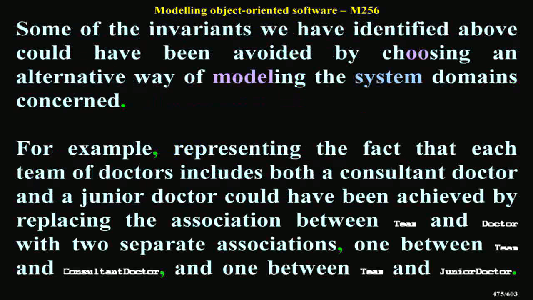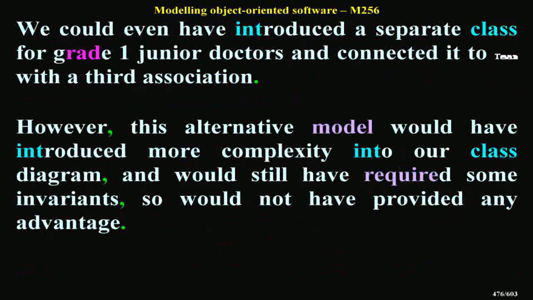Some of the invariants we have identified above could have been avoided by choosing an alternative way of modeling the system domains concerned. For example, representing the fact that each team of doctors includes both a consultant doctor and a junior doctor could have been achieved by replacing the association between them with two separate associations, one between and one between and. We could even have introduced a separate class for grade 1 junior doctors and connected it with a third association. However, this alternative model would have introduced more complexity into our class diagram and would still have required some invariants, so would not have provided any advantage.